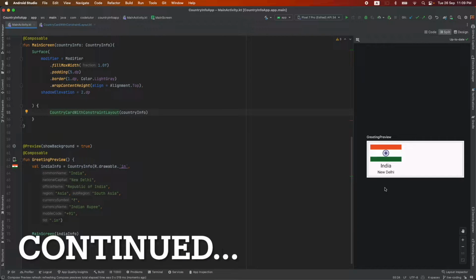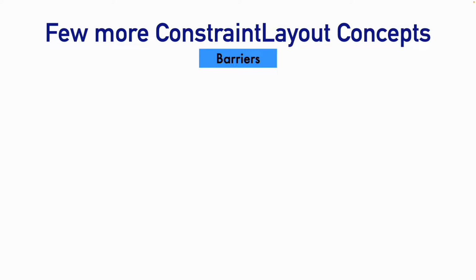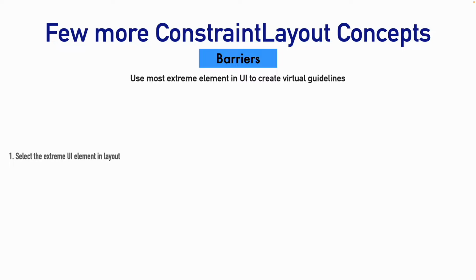Now let us create the same UI using the barrier. What are barriers? They are similar to guidelines, only the thing is here we use the most extreme element in the UI to create the virtual guidelines. Now what do I mean by that? To do that, you have to first select the extreme UI element in the layout.